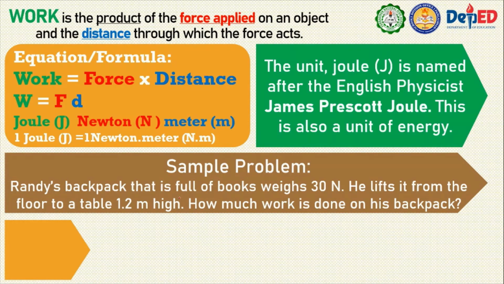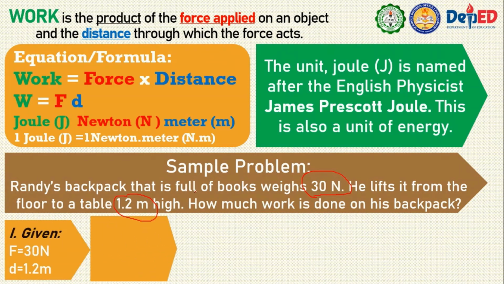So, in solving a problem like this, we are going to follow the 5 steps. Step 1, identify the given. In the problem, we have here 30 newtons. And newton is force. So, you write force is equal to 30 newtons. Next, we also have here 1.2 meters. That is the distance from the floor to the table. So you write distance is equal to 1.2 meters.